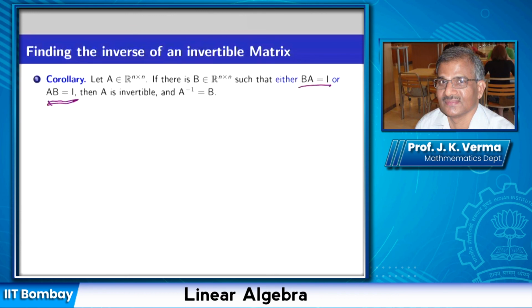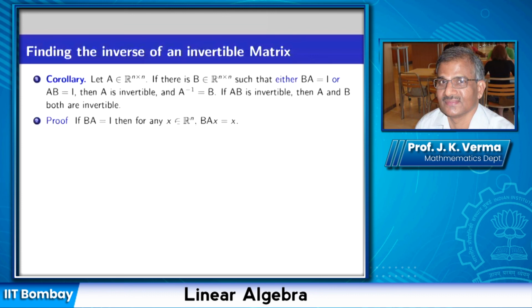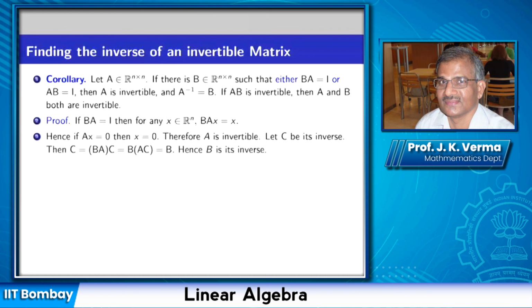If AB is invertible, then A and B are both invertible. We proved that if A and B are invertible, the product is invertible. But now we are saying that if A times B is invertible, then both A and B are invertible. So let's prove that once I have one equation, BA equal to identity, then for any x, BAx is x, because BA is identity. So BAx must be equal to x. So to prove that a matrix is invertible, we just check that Ax equal to 0 has only the trivial solution. So suppose Ax equal to 0.